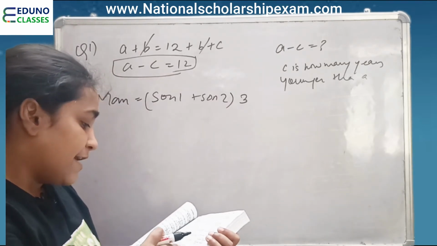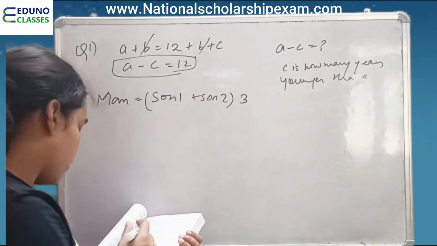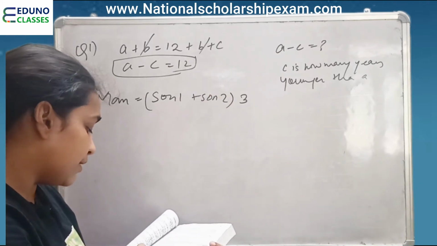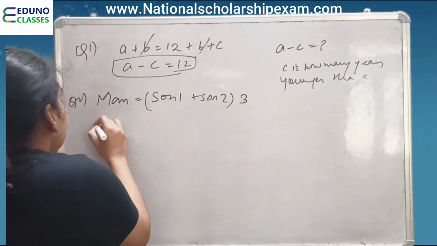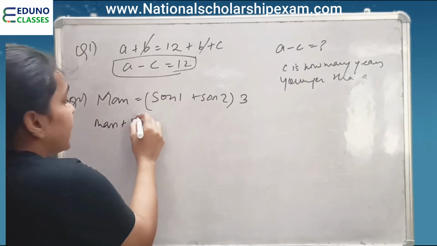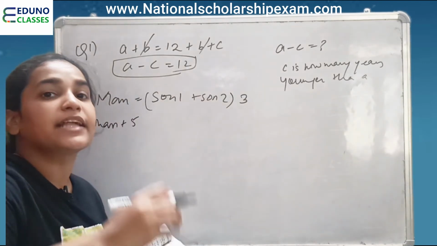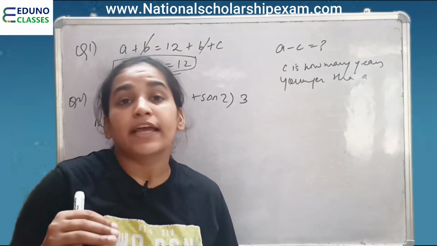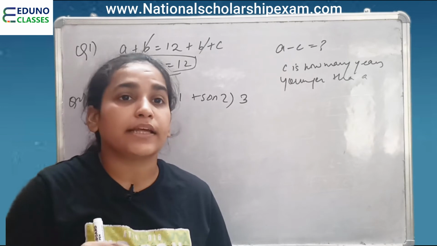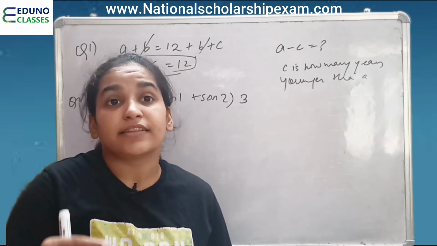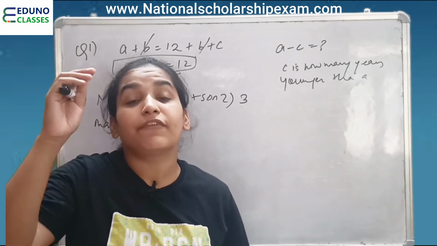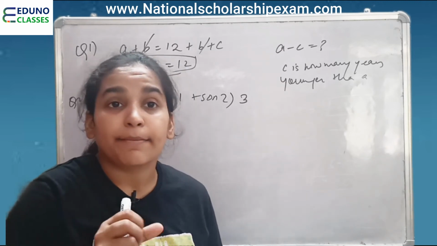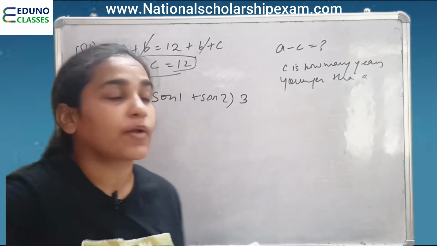Then it is saying 5 years hence, that means 5 years from now, his age will be double the sum of the ages of his sons. Man's age after 5 years, hence 5 years means after 5 years. So we have to add 5 years. If you are 10 years old now, and somebody asks what will be your age 5 years hence, that means you have to add 5 to your current age.